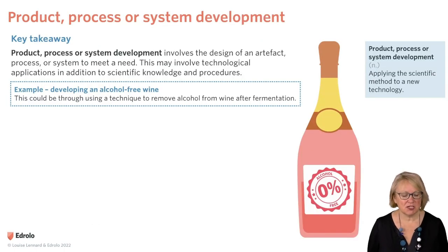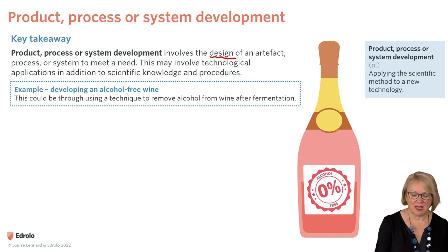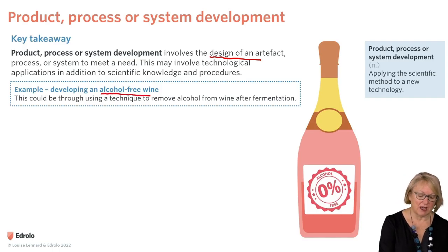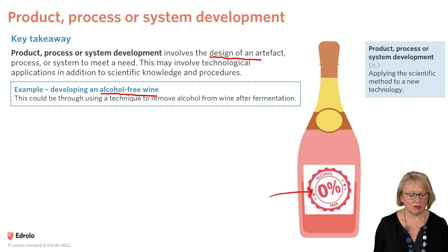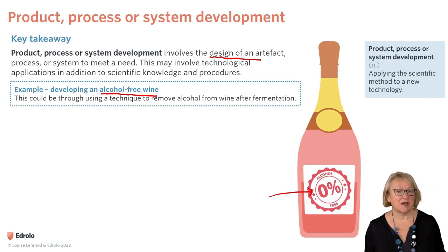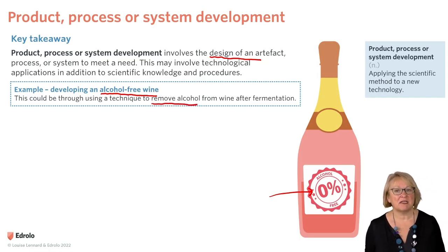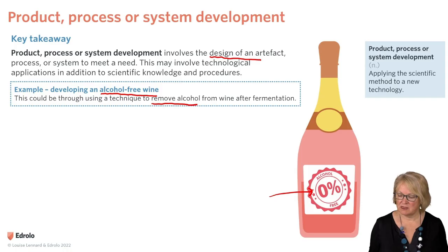Okay, another methodology is product, process, or system development, and it involves the design of an artifact, a process, or system to meet a need. This may involve technological applications in addition to scientific knowledge and procedures. So an example might be to develop an alcohol-free wine, so with 0% alcohol. And that could be developed by using a technique to remove alcohol from wine that has already been fermented, and to remove that alcohol while getting an acceptable taste. So that's an example of this type of methodology.